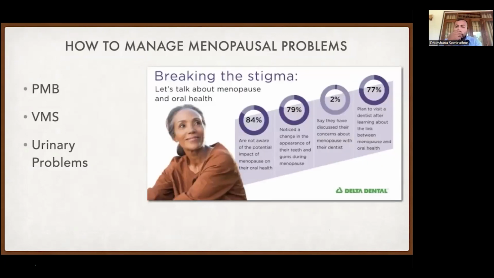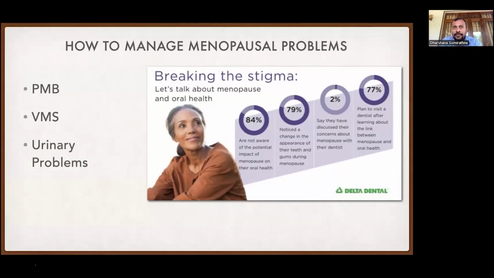Now, I'm going to move to the last bit of lectures, on how to manage menopausal problems. In these few slides, I'm going to talk about postmenopausal bleeding and vasomotor symptoms, and how we can tackle those symptoms in GP setups, and then urinary problems. It's very sad that in Sri Lanka, most women don't understand they have reached the menopause, its consequences and effects, and how they can manage.